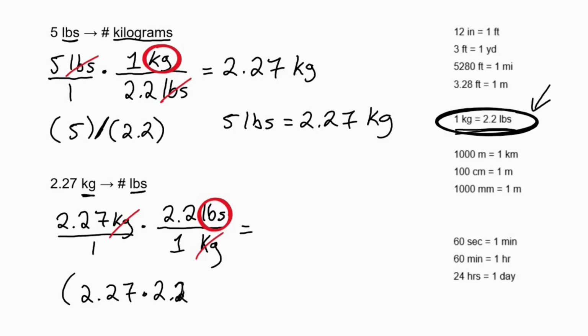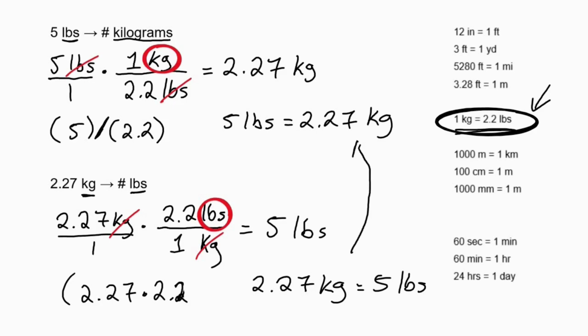And plugging this in the calculator, we have our answer of 5. 5 what? 5 pounds. So what we're basically saying here is that 2.27 kilograms is equal to 5 pounds. And if you notice this here, look at the similarities. We just went from 5 pounds to number of kilograms, and we just went from number of kilograms back to number of pounds, basically through the same method.